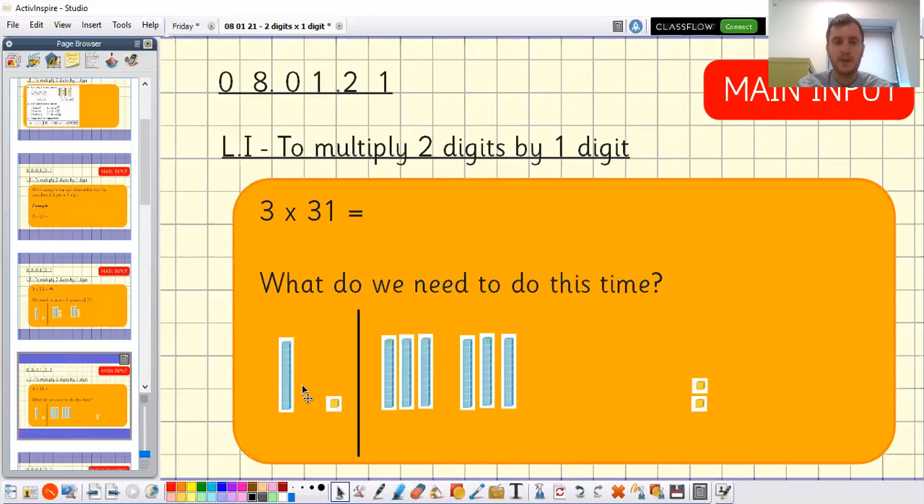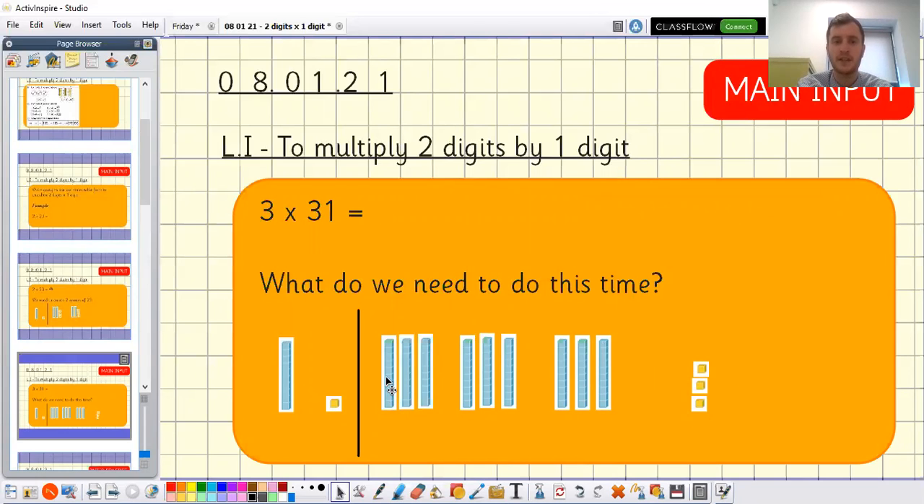And my last group of 31. 10, 20, 30, 1. And now as I've grouped my 10s and my 1s this time, it might help you count them a little bit more easily. So let's count together if you're not sure.